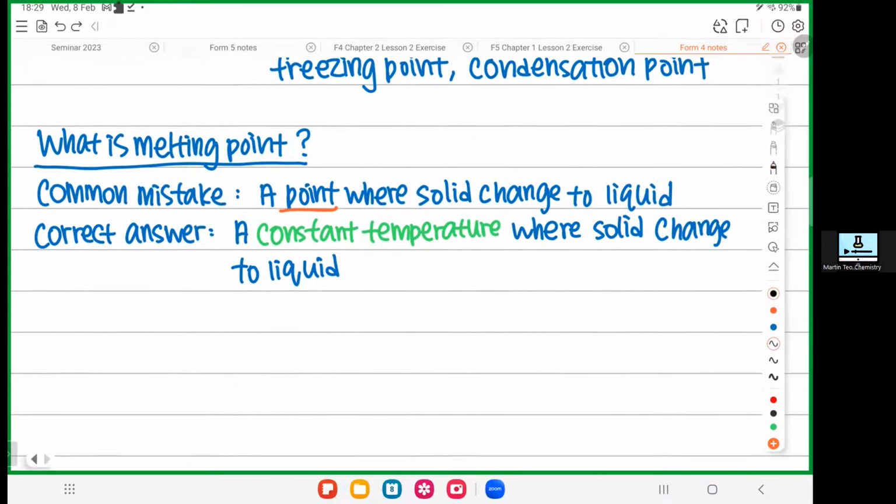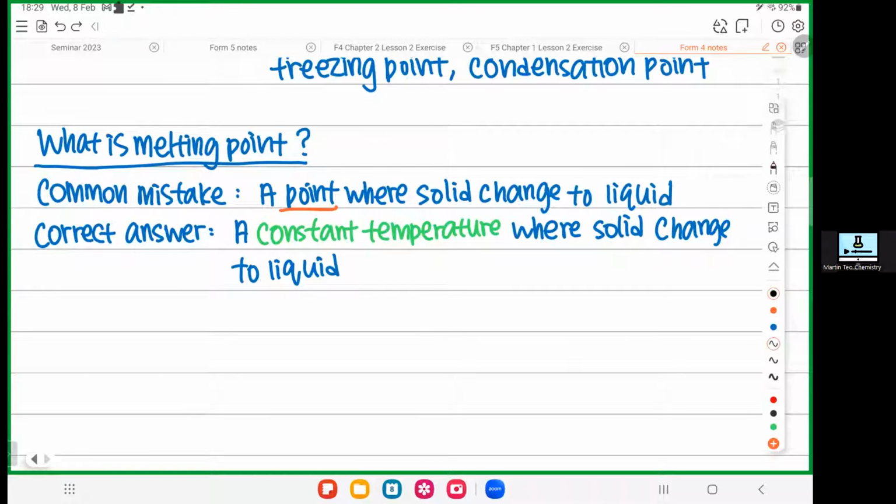Now, some of the schools will teach you this. Melting point is a constant temperature where solid change to liquid at atmospheric pressure. Is this answer correct? Yes. But do you need to write this red color thing? No need. SPM, no need. When you go for higher level, like Form 6, A level, foundation, then yes, you need to write this. But in SPM, you don't need to write this. You write until here is good enough already.